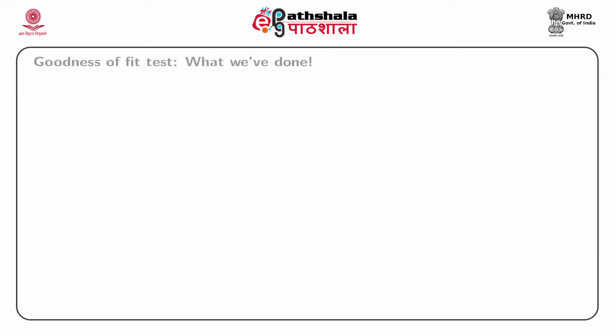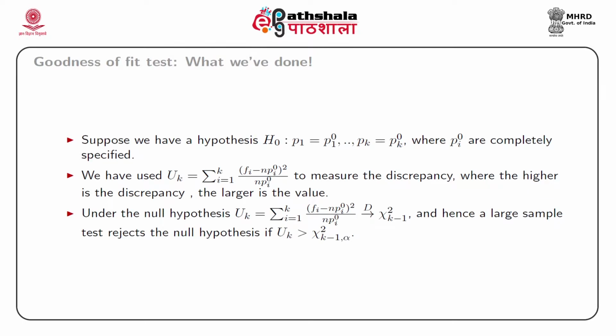So let us start with goodness of fit test and with a short recap. Suppose we have a hypothesis P1 equal to P1 naught, P2 equal to P2 naught up to Pk equal to Pk naught, where Pi naught are completely specified. Then we have defined chi-square statistic to measure the discrepancy and give a large sample test and the possible rejection rule, and all these are discussed in our previous module.